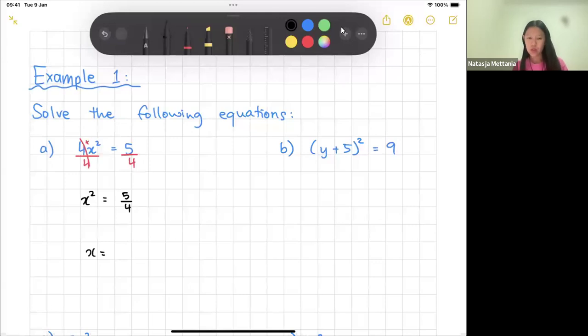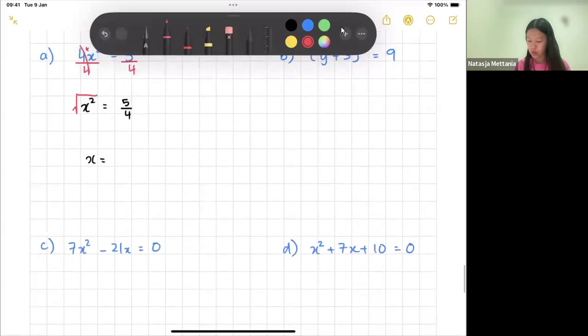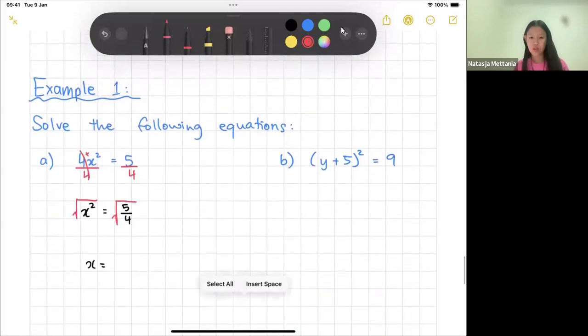Now, x squared going to x. How do I get rid of that x squared? Do the opposite, which is square root. I'll square root on both sides. This squared and this square root will cancel out. I'm left with x equaling the square root of 5 over 4. Now, the important thing about quadratic equations is that, once again, it can have 2 solutions, 1, or 0. So whenever you come across quadratic equations, at the end of the square root, you need to add this plus minus sign.